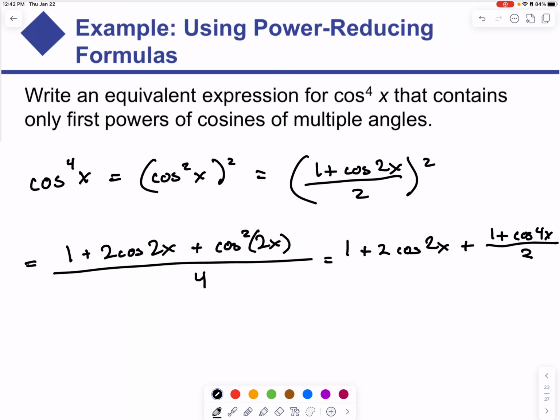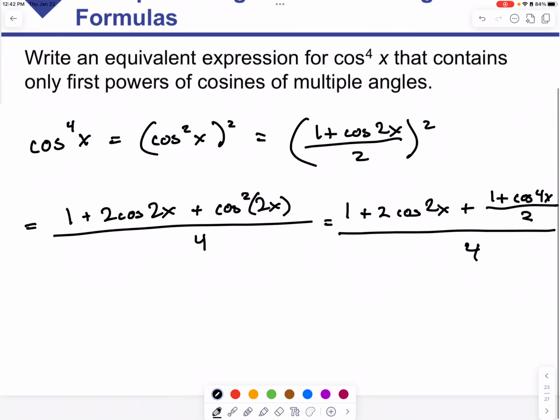Okay, and then we still have this over 4 here. So I'm going to multiply by the reciprocal. So I'm going to distribute a 1/4. I'm getting 1 over 4 plus a half cosine of 2x.